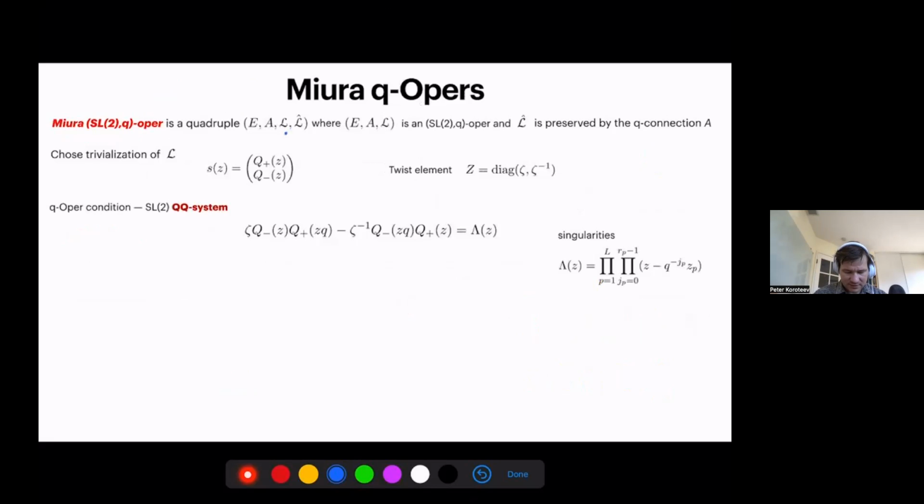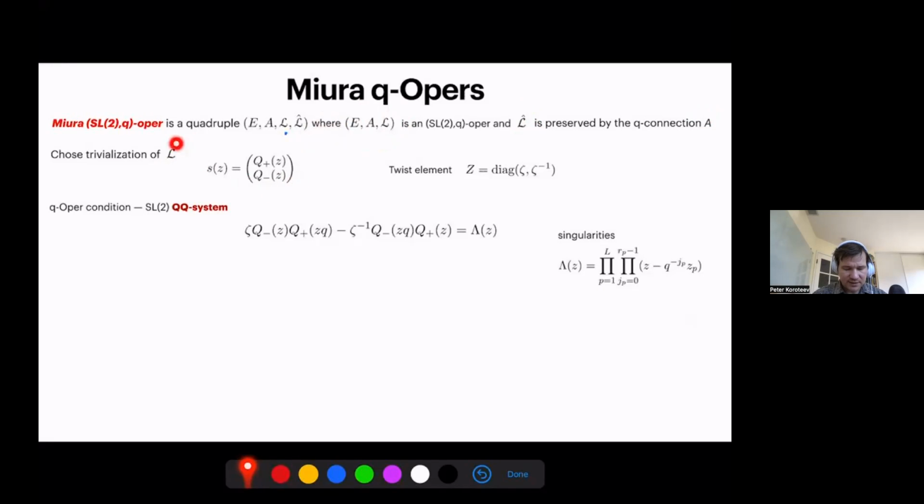So now we have a bundle, a connection, a subbundle, and then there's a second subbundle L hat, where this thing is an SL2 Oper from the previous page, and L prime is another line subbundle, which is preserved by the q-connection, right? So it's an invariant subspace. So again, let's give an example.